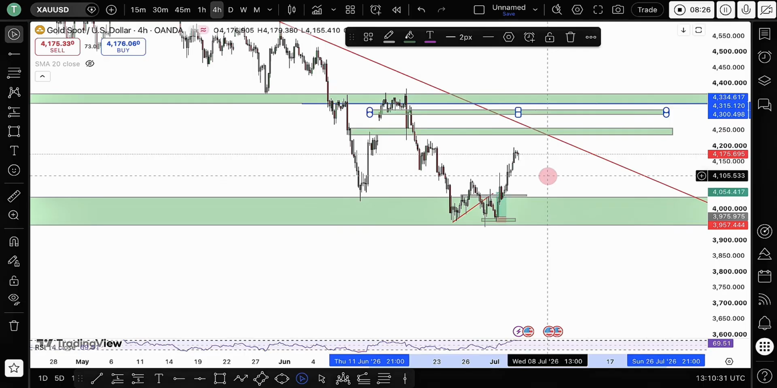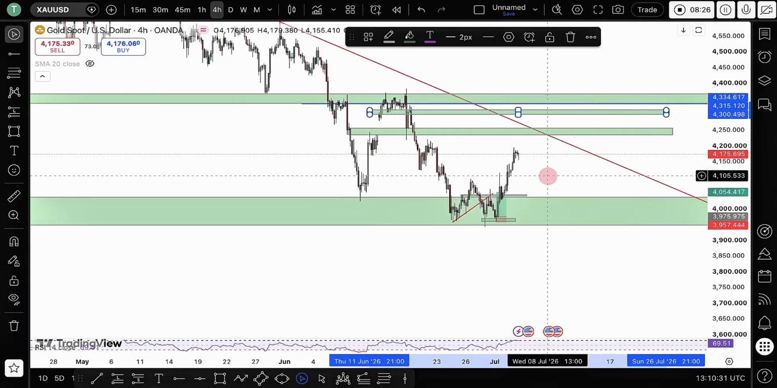So my second entry for gold was somewhat similar to the first entry. This time I took that from a 30 minutes time frame. So now this is a 1 hour time frame. I wanted price to break the structure, and it broke the structure around here. This was a break of structure, and then I wanted it to come back into that new support zone and react there, and it did react.